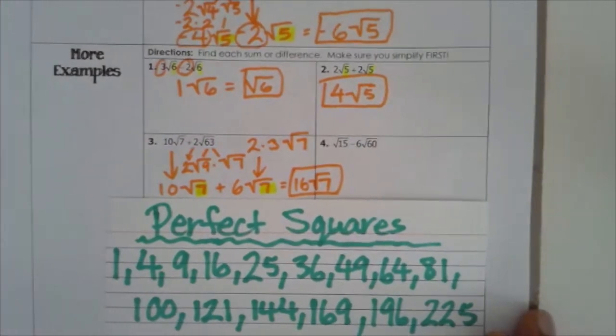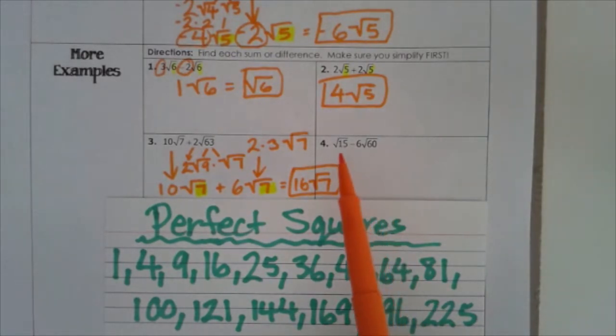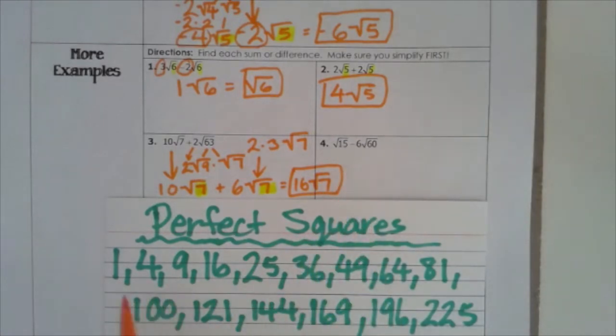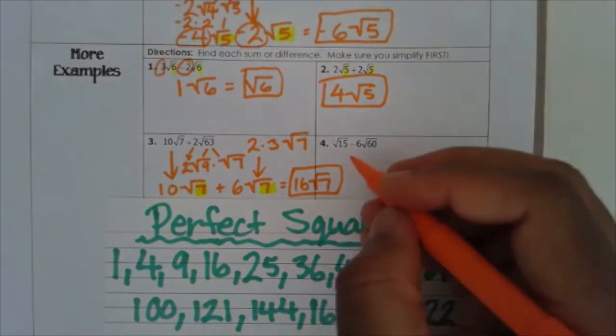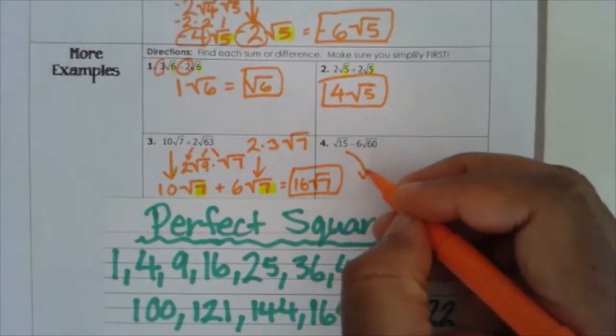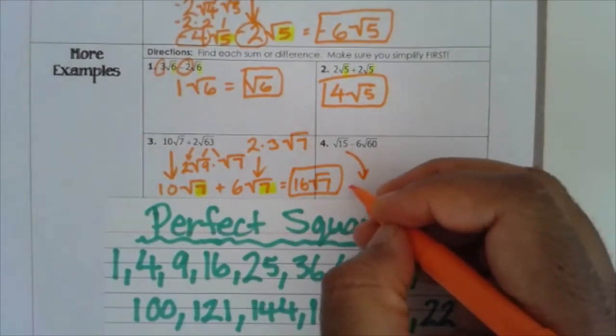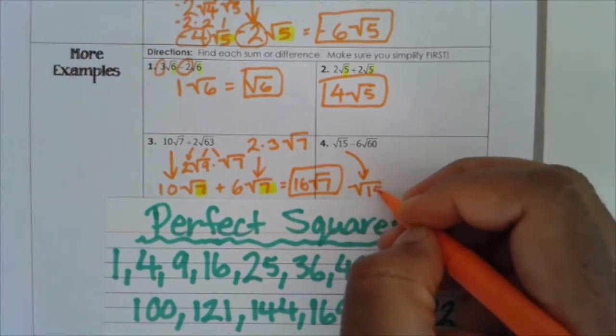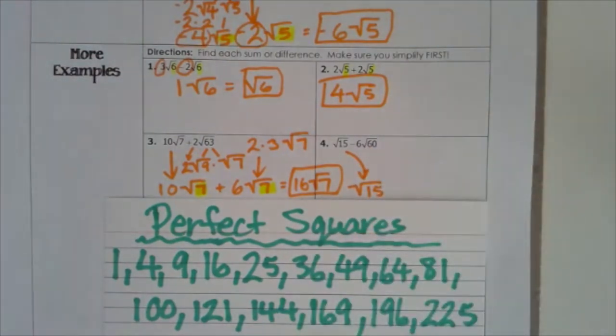Looking over at number 4 here. I have to check to see if there's something that I can simplify. If I take a look at my first term, the square root of 15, that looks pretty good. Doesn't seem like there are any perfect squares that can go into that. So that is actually really good to go. So we can just bring that straight on down. So I'll draw my arrow. But as you probably guessed, that 6 square root of 60, that can be broken down a little bit further.